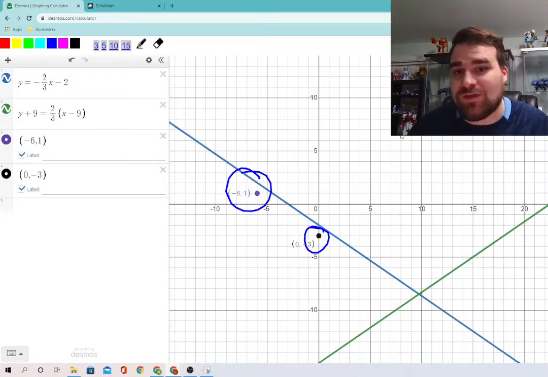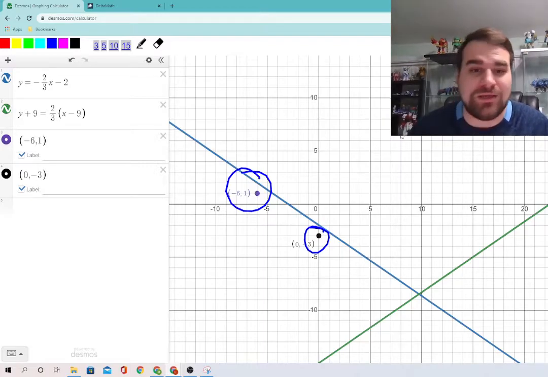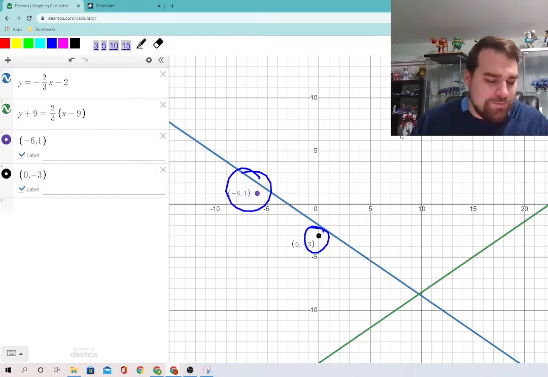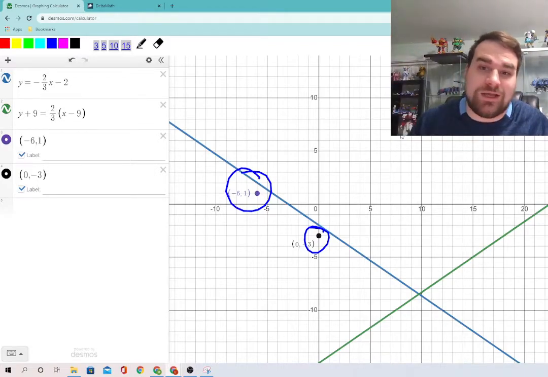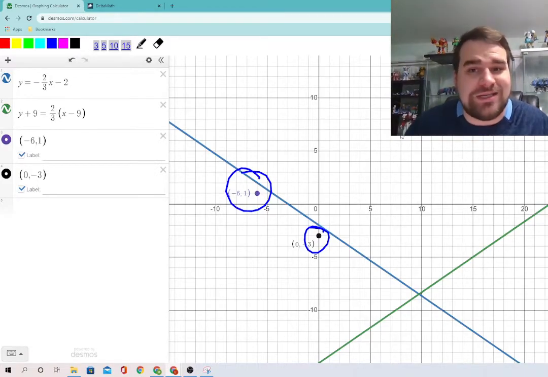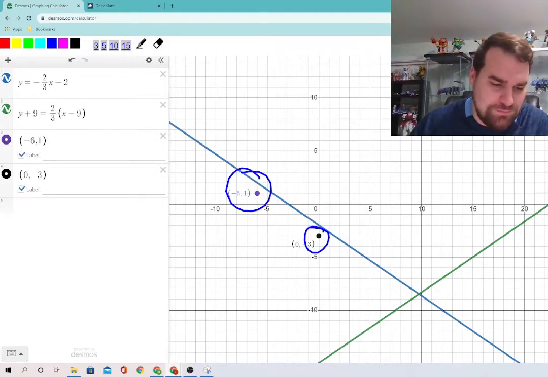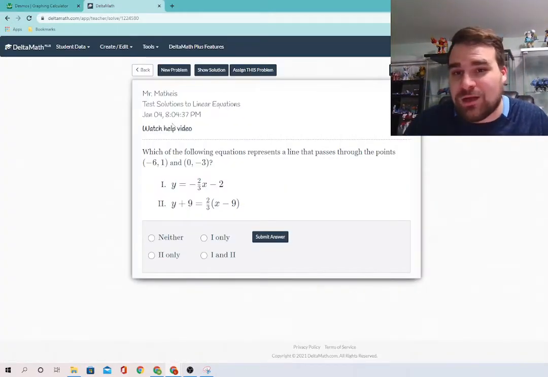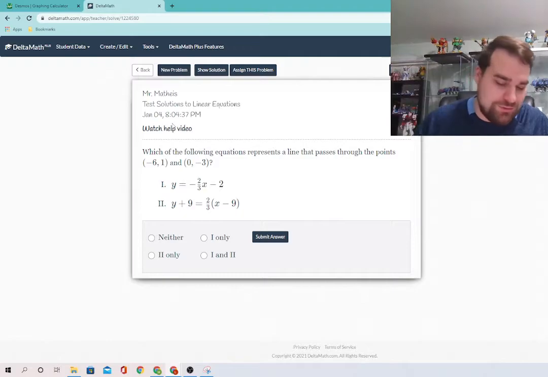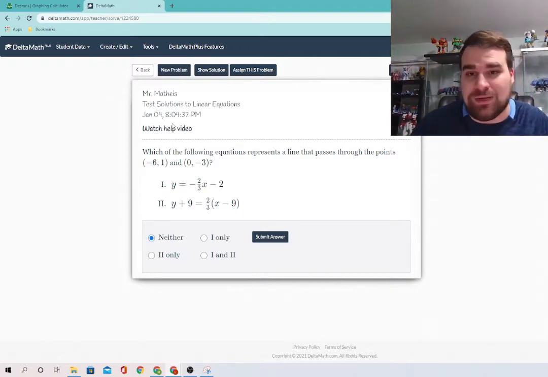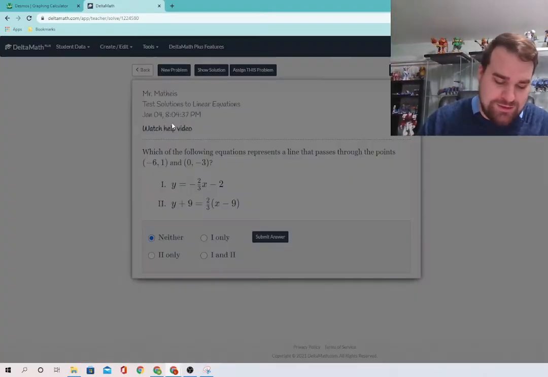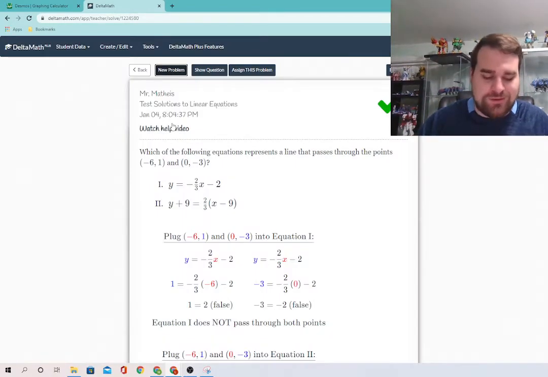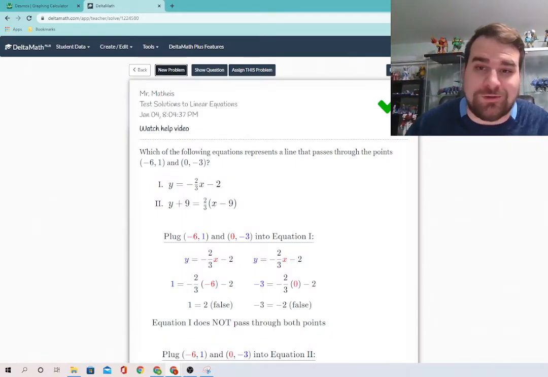Now, you can solve any of the questions on this assignment in this exact same manner. As long as you go to Desmos and you type in your equations and then the coordinates, we can very easily visualize if these lines pass through there or not. So let's go back over to DeltaMath, and since neither of those points actually pass through the lines, I'm going to click the neither box. Let's check to make sure we're right, though. I'm going to submit my answer, and we were correct.